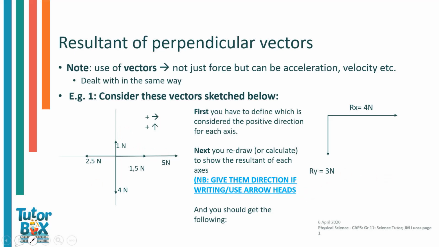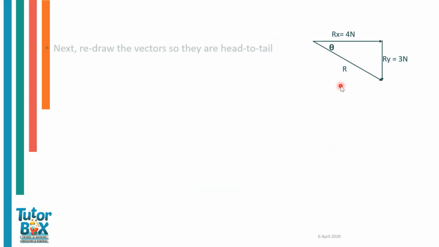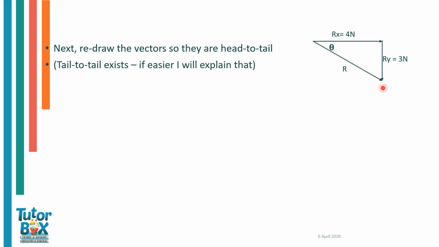Next, you complete your diagram by filling in the resultant and your theta. The vectors do have to be redrawn so that they're head to tail, and that's why we've moved the Ry to the right, and we have the resultant from tail to head. Tail to tail does exist. If anybody would like me to go over that, just let me know.